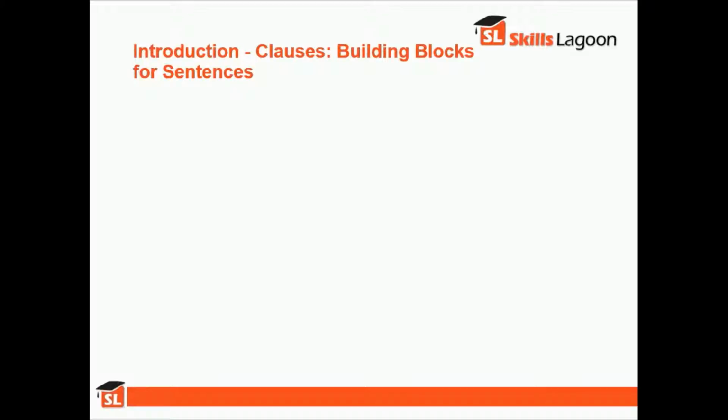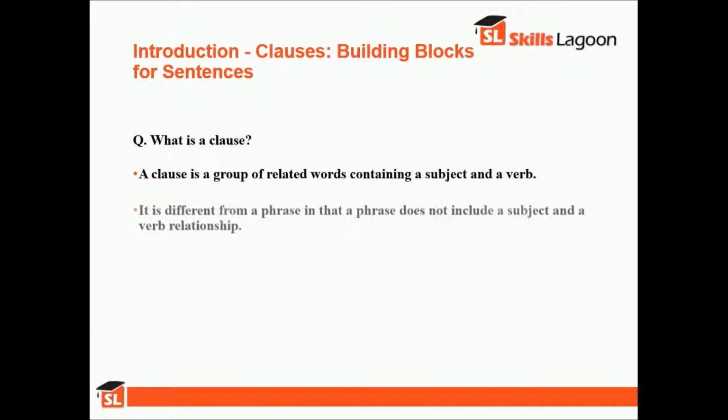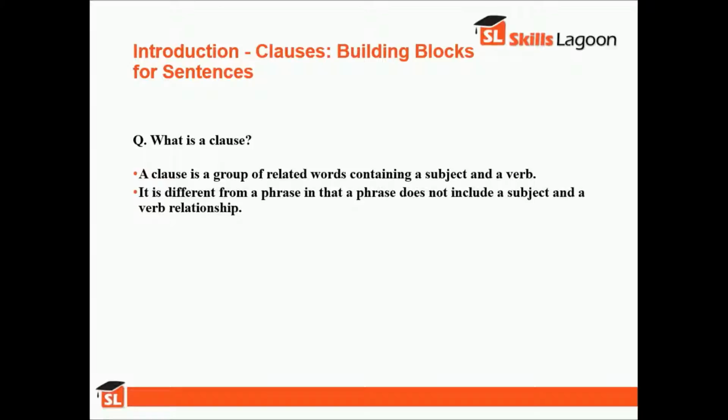Saying that clauses are the building blocks for sentences is not a complete definition, because so are the words which make a sentence, and so are the phrases. So the question arises, what is a clause? And here's the answer. A clause is a group of related words containing a subject and a verb, and that differentiates it from a phrase in that a phrase does not include a subject and a verb relationship.